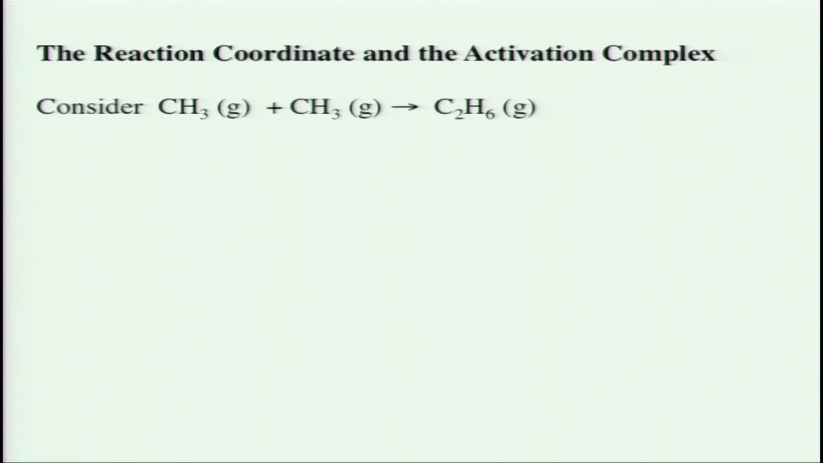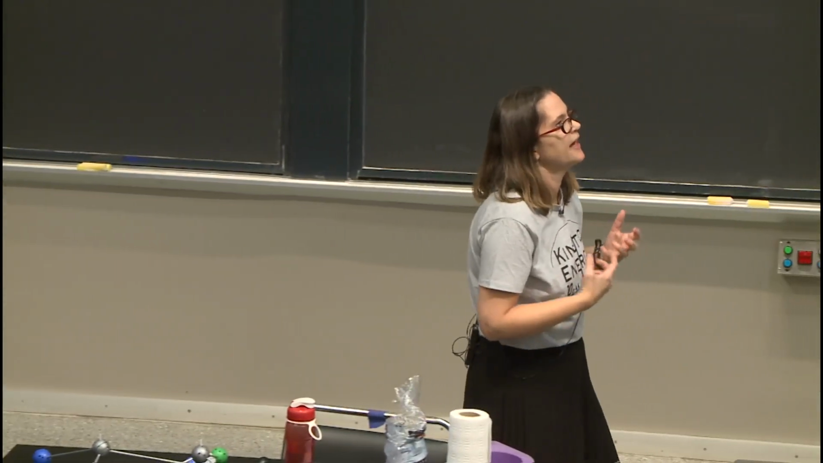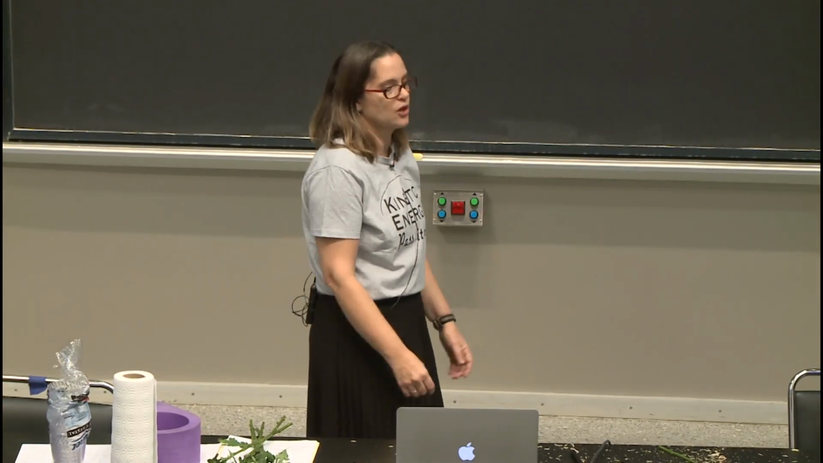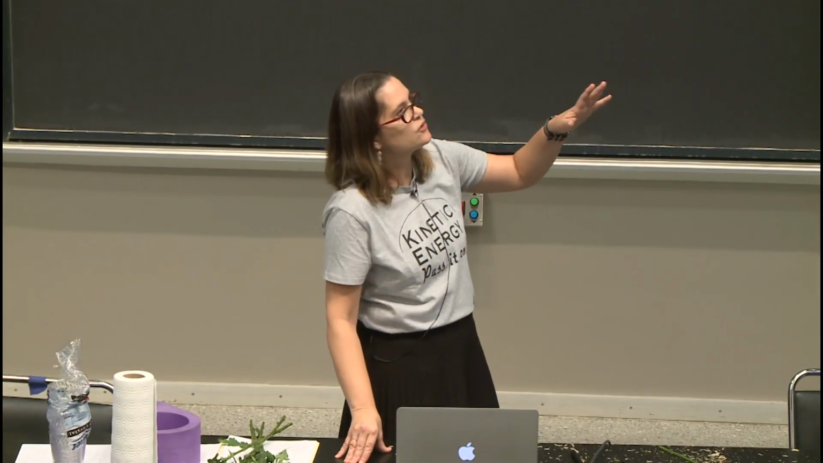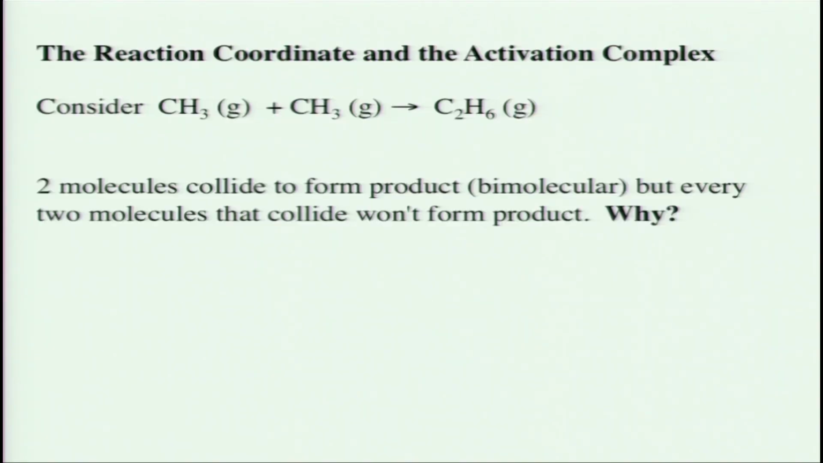So considering the reaction coordinate. Reaction coordinate means the reaction where you bring your reactants together and form your product. So two things coming together to form something else. That is a reaction, and as you go along in the reaction, that's your reaction coordinate. And we're going to also introduce this term of activation complex or transition state. All right, so two molecules can collide, two molecules colliding, bimolecular.